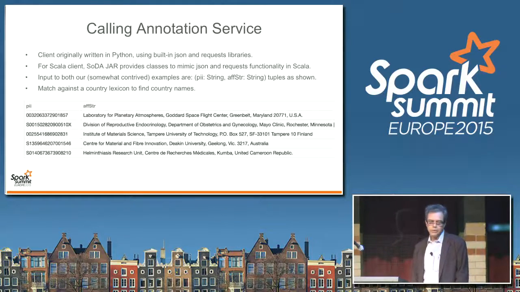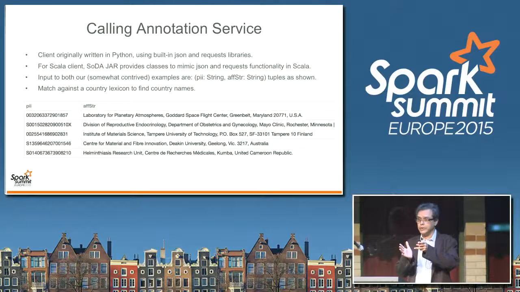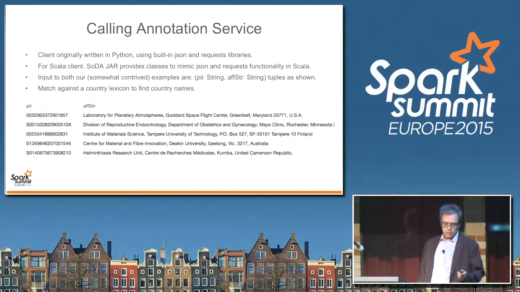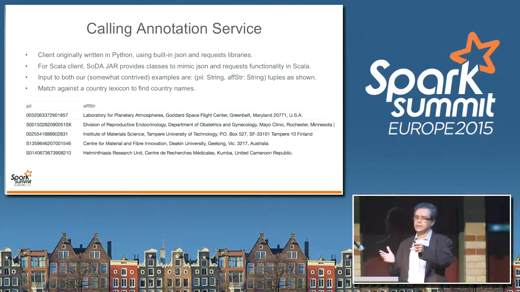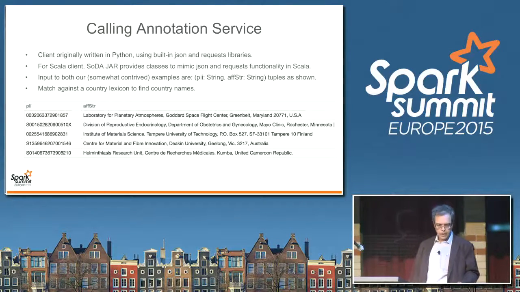Our original client was written in Python because our NLP team was basically mostly Python people. But then we moved to Scala for speed. But while we were in Python, we were using JSON and the request libraries, and we really like them. They make your code really short and readable. So when the time came for us to move to Scala, we basically created functions that would hide all the gory details.